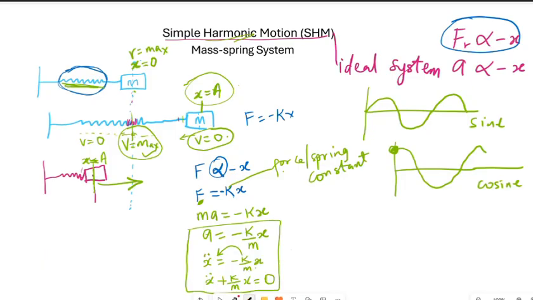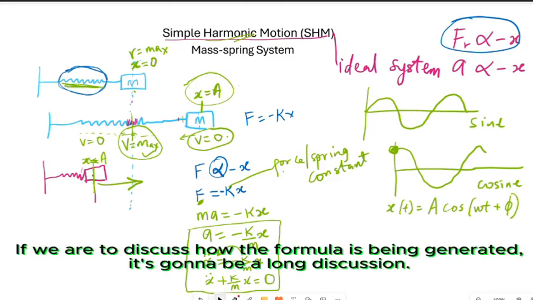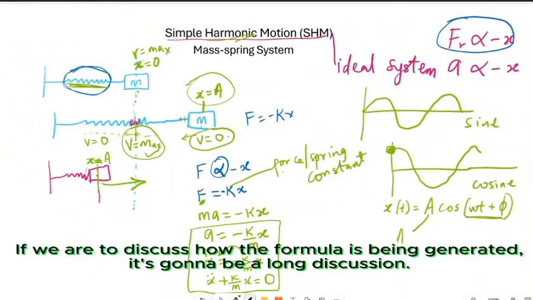And so we can represent it as x equals A cos(omega t plus phase angle). Now note very well, this is the equation of simple harmonic motion. A is our amplitude.